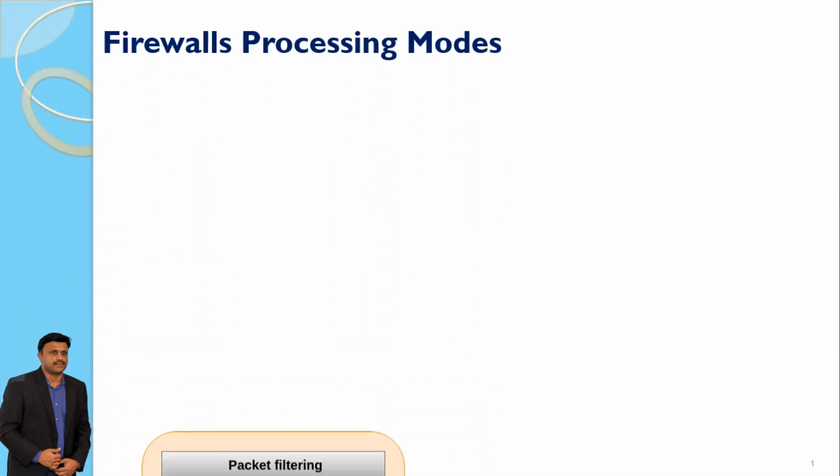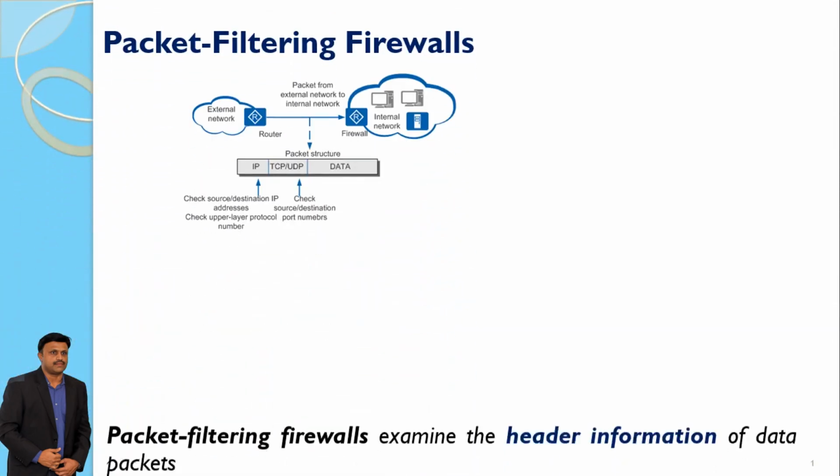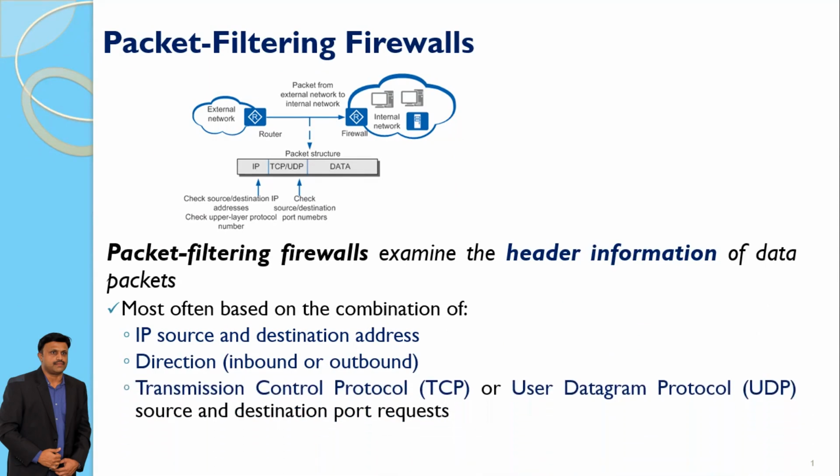Let's explore the different firewall processing modes in detail, including packet filtering, application gateways, circuit gateways, MAC layer firewalls, and hybrid models. Packet filtering firewalls examine the header information of data packets, often based on IP source and destination addresses, direction, and protocol type, to allow or deny traffic.